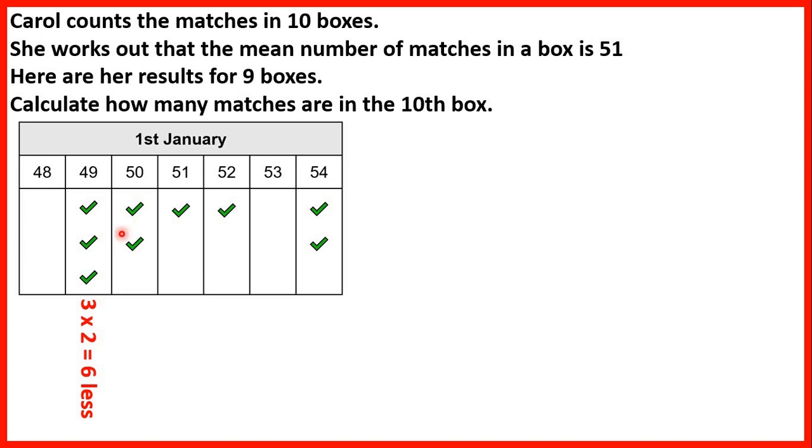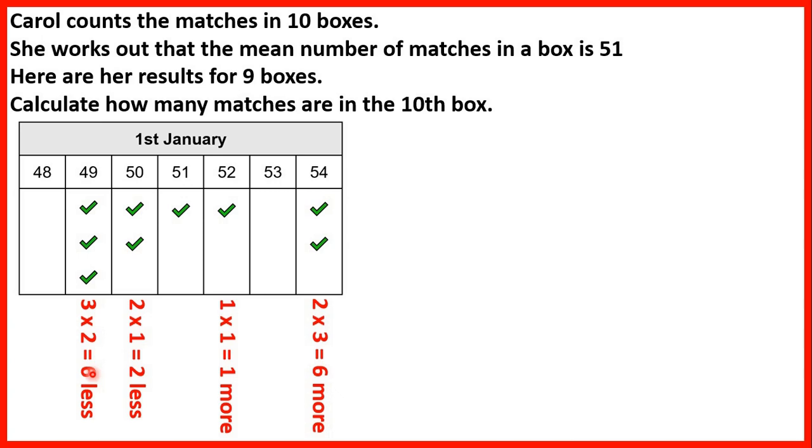Now here we have 2 boxes with 50, and 2 times 1 less than 51, so that's 2 fewer matches than there should be here. Then we have 51, so that's exactly what it should be. With 52, that's 1 more than it should be. And then we have 2 boxes with 54 matches. Because there should only be 51 in a box, because that's the mean, we have 3 more matches in each of these boxes, so that's 6 more matches altogether.